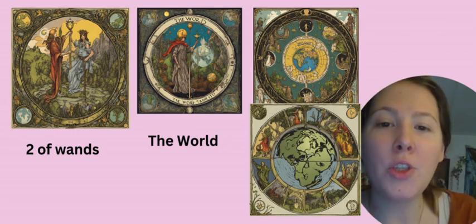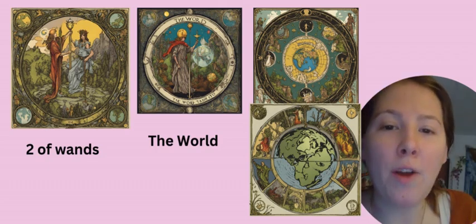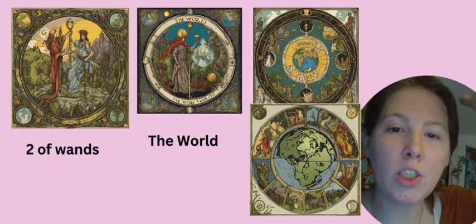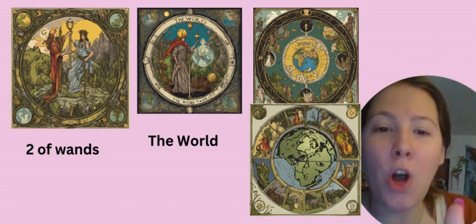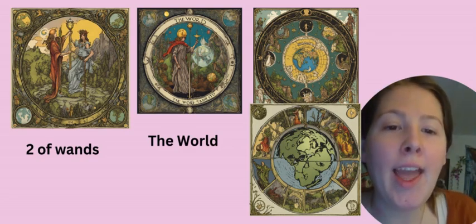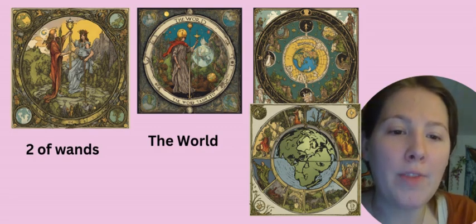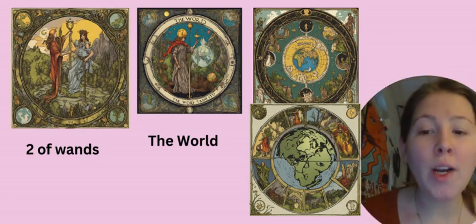And then off to the right, you have the World, where you have just one figure looking masculine or feminine with a world crown hat of some sort. And they're holding two wands. The World is there. So it's almost like a transition, right? And then on the far right, you have these two pictures of the world with all these characters and things like that.